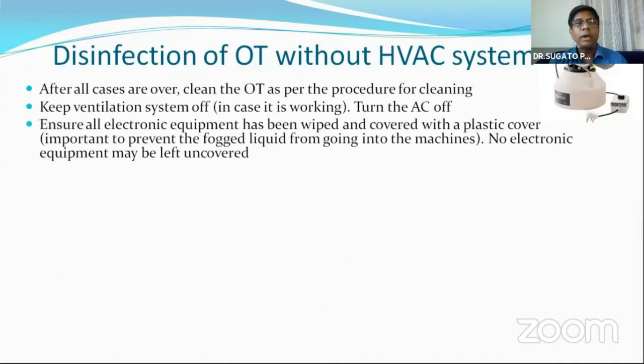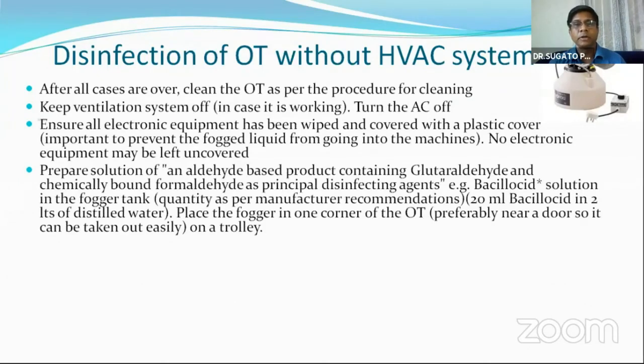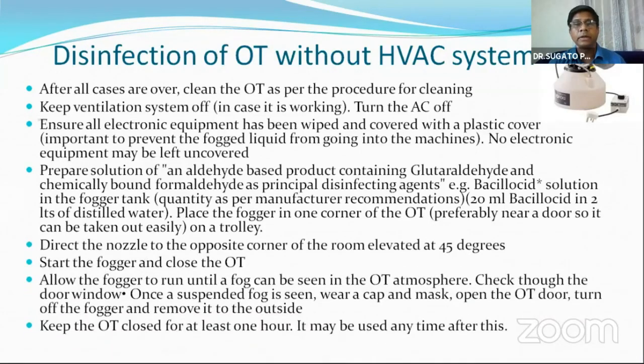For fogging, we have to keep all the OT doors and windows closed and the ventilation closed. All the instruments should be covered properly, and especially the electronic devices should be switched off. In our OT, we use bacillocid, where 20 ml of bacillocid is mixed with 2 liters of distilled water, and a fogger is placed in one corner with the nozzle directed 45 degrees to the opposite corner. Nowadays, we can get a 360-degree fogger which moves around.